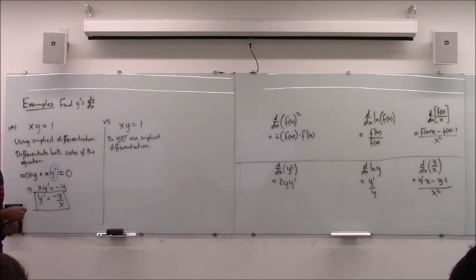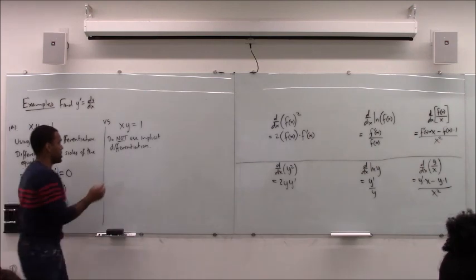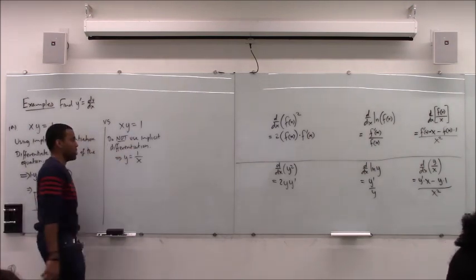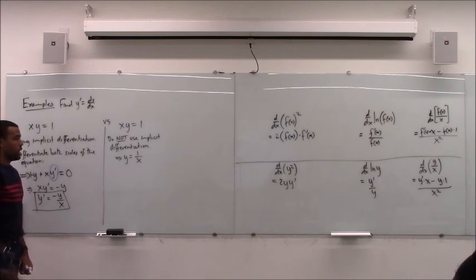What would you do? You just divide by x. You can divide by x. Again, you're not dividing by 0 because if your x was 0, that wouldn't be 1. And how would you find y prime now?